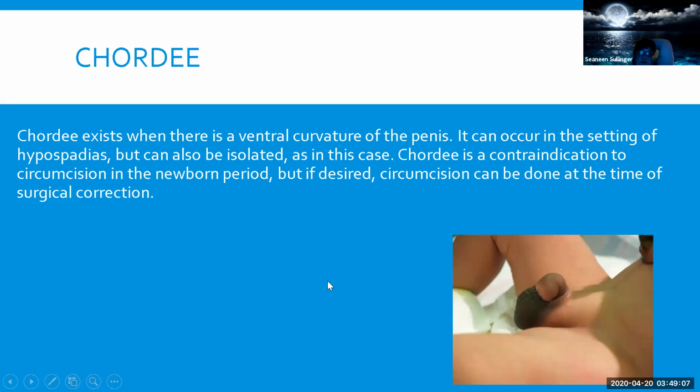Chordee, where there's a ventral curvature of the penis, can occur in the setting of hypospadias, where the opening is on the underside, the bottom part of the penis, but it could be isolated, as in the picture that's here. It is a contraindication to circumcision, but it can be done at the time of the surgical correction. So what they will do is go in and loosen up the tendon that's in there, so that there isn't any more curvature.